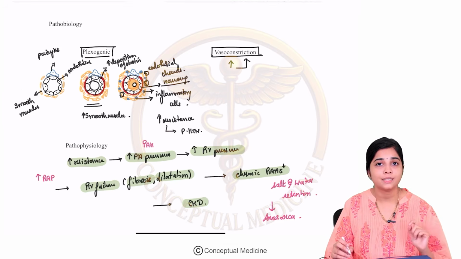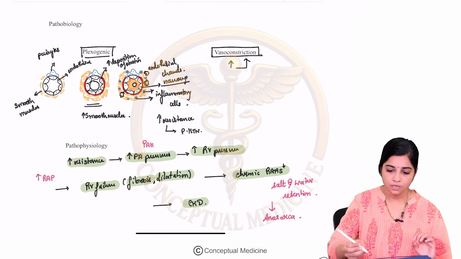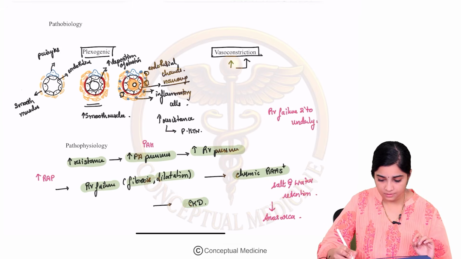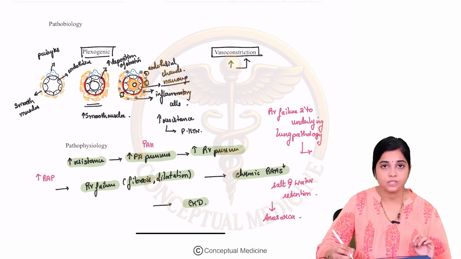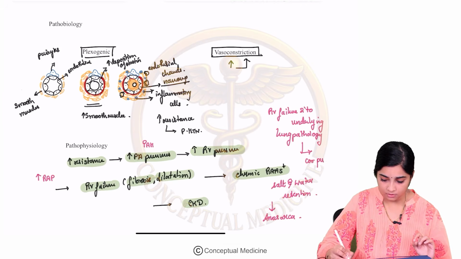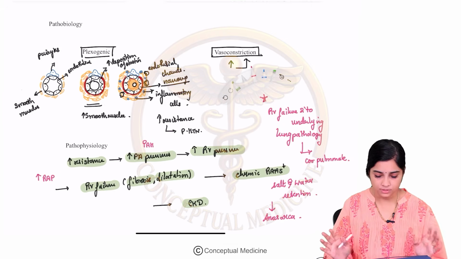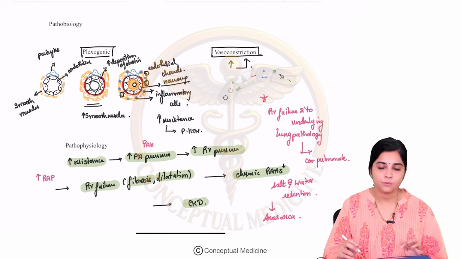Okay. Now, this entire process where there is RV failure secondary to underlying lung pathology. So, whenever there is an RV failure secondary to underlying lung pathology, this is what we call cor pulmonale. Okay, so you've understood the pathophysiology of cor pulmonale as well. So, this is very clear. Now let us move on.